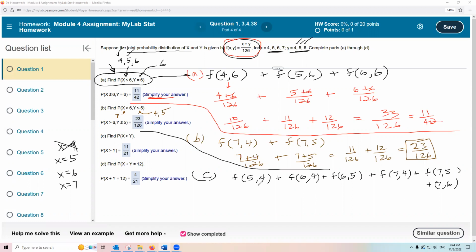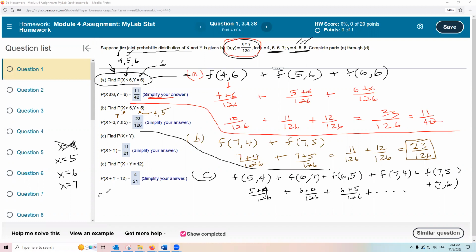And I'm just going to add these together. I'll just write out a few of these. This is going to be 5 plus 4 over 126. This is going to be 6 plus 4 over 126, 6 plus 5 over 126, etc. And then you would just add those together.